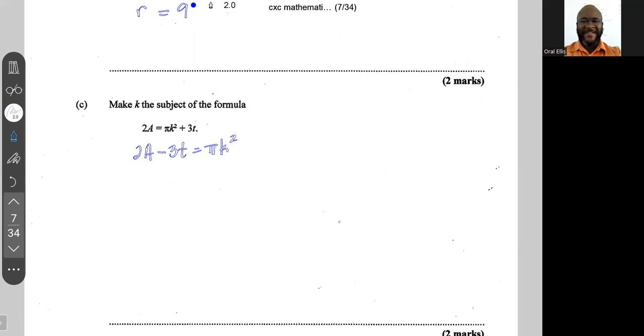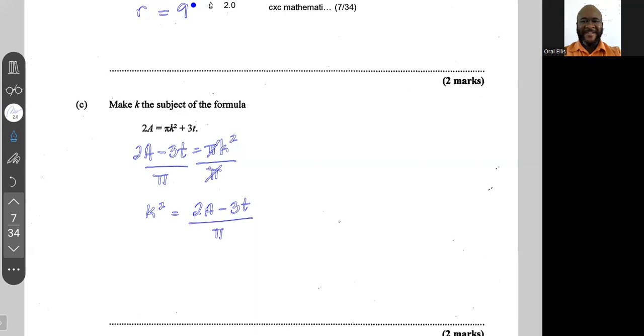Remember, I want K to be the subject, so I need to have K by itself. So the next thing I'm going to do is get rid of the pi. On the right, I have pi multiplied by K squared. The opposite of multiplication is division. So to get rid of pi, I'm going to divide both sides by pi. All right, remember an equation is like a balance. So what you do to one side, you have to do to the other. So now I have K squared is equal to 2A minus 3T all over pi.